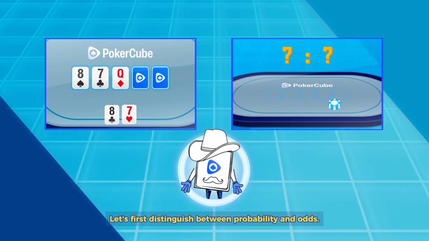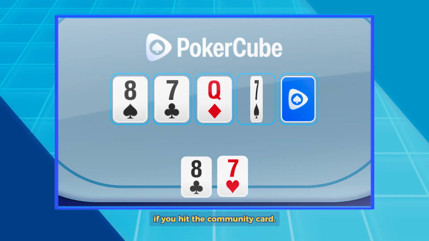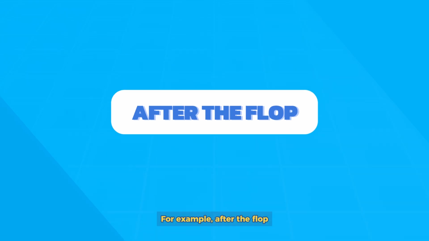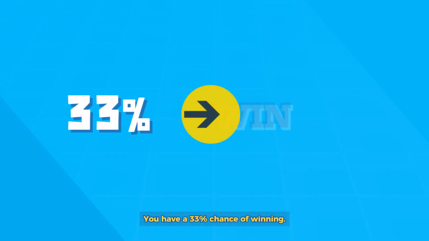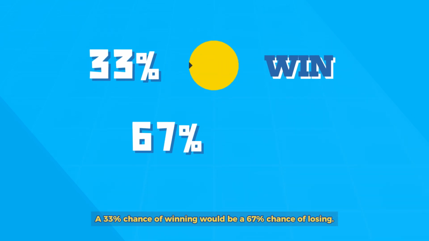Let's first distinguish between probability and odds. The probability is the chance that you will win if you hit the community card. Odds is the ratio between chips in and chips out. For example, after the flop, you have a 33% chance of winning. A 33% chance of winning would be a 67% chance of losing.